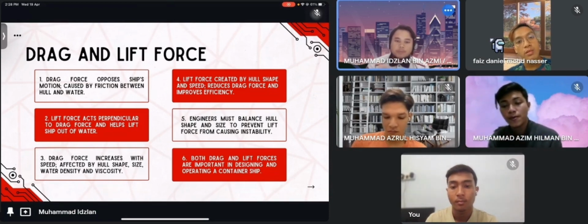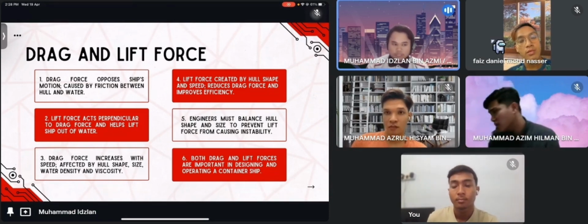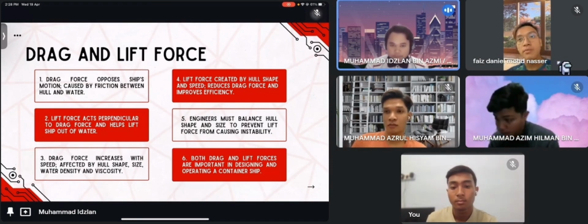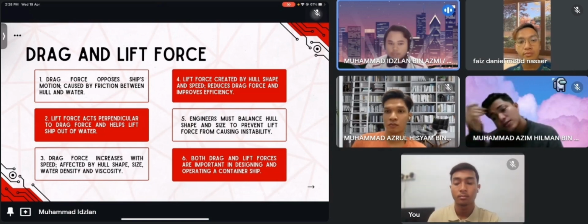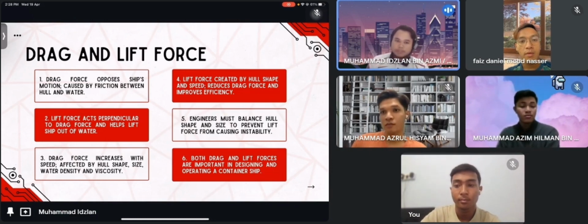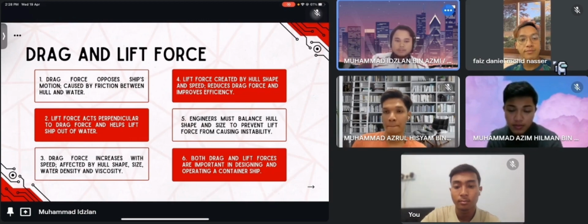This may involve optimizing the shape and size of the hull, using an advanced propulsion system to reduce energy consumption, and accounting for factors such as cargo weight or weather conditions. By carefully considering these factors, container ships can be designed to operate efficiently and safely in a variety of conditions. So I will pass to the next presenter.